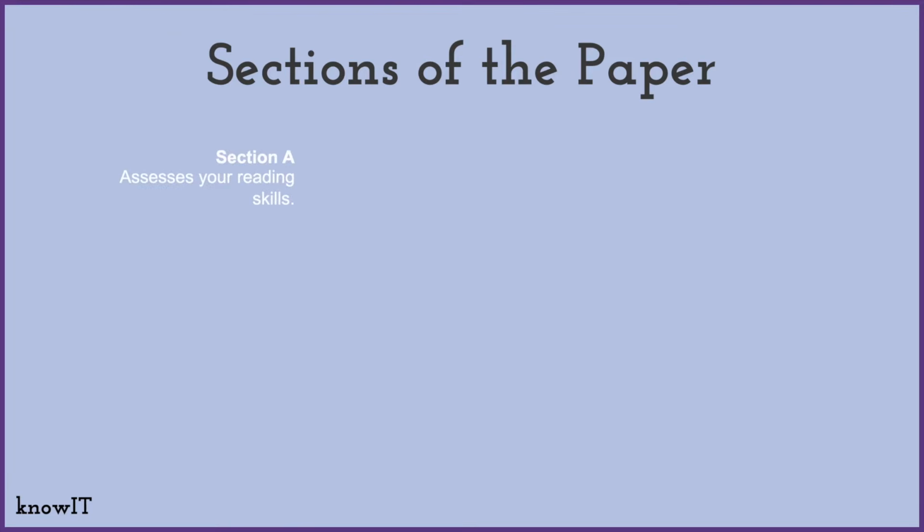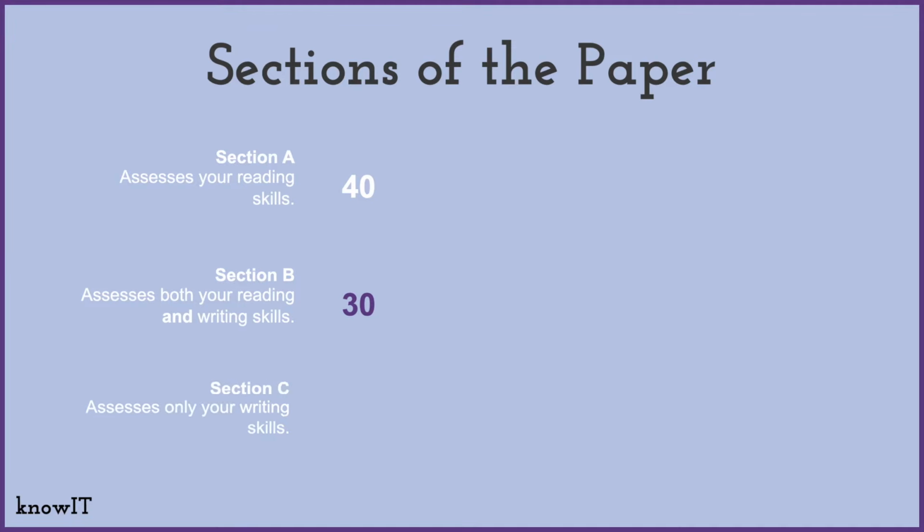Number 1, section A, which is for 40 marks, and this assesses your reading skills. So basically how you can comprehend texts, etc., and how you can analyze them. That's what is going to be assessed in this section. Then there comes section B, which assesses both your reading and writing skills. So it'll see how well you can comprehend and then write based on that comprehension or something along those lines, and it's for 30 marks.